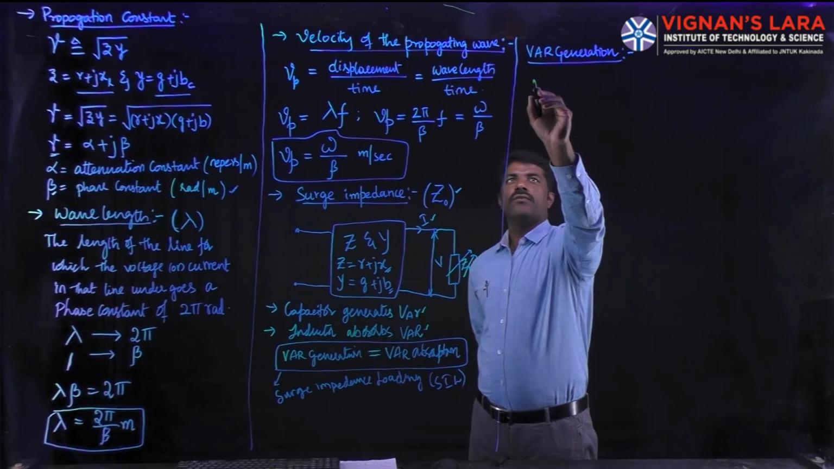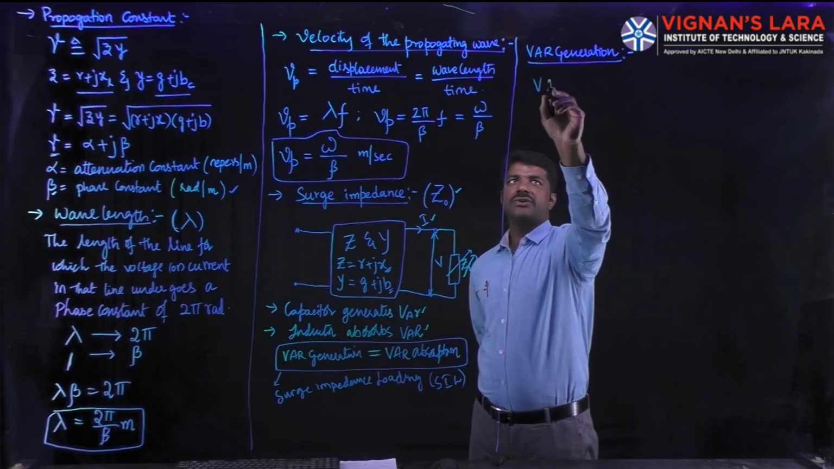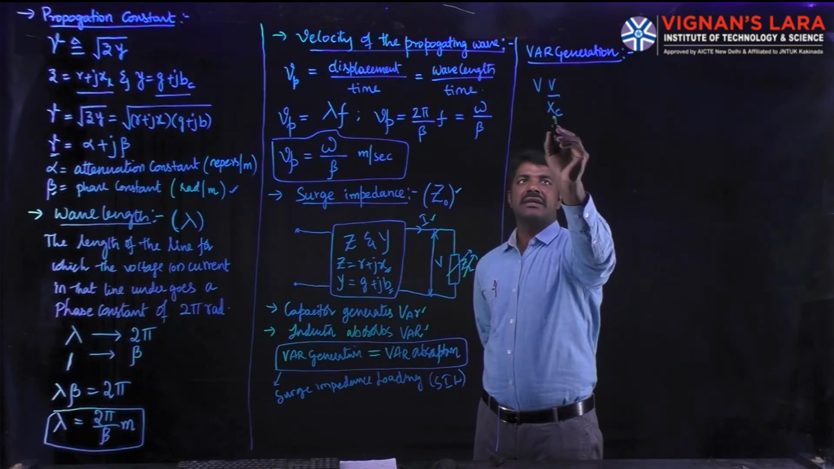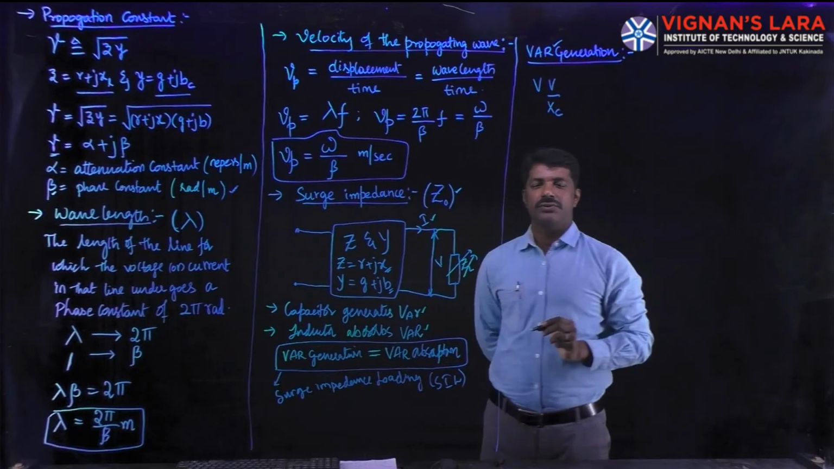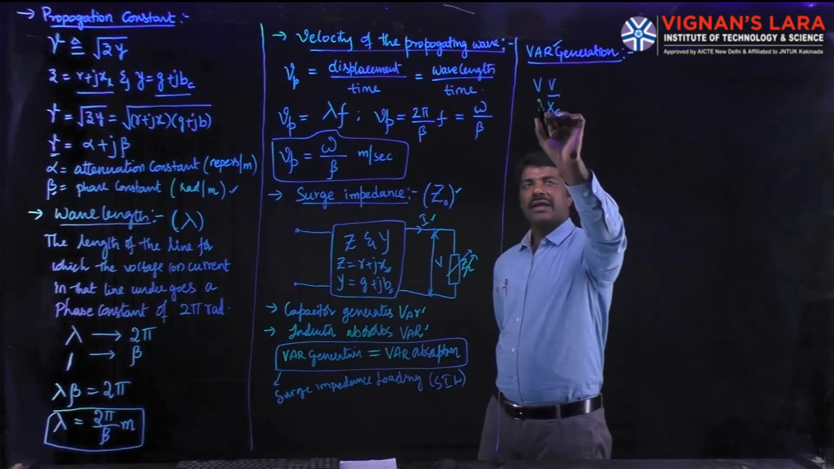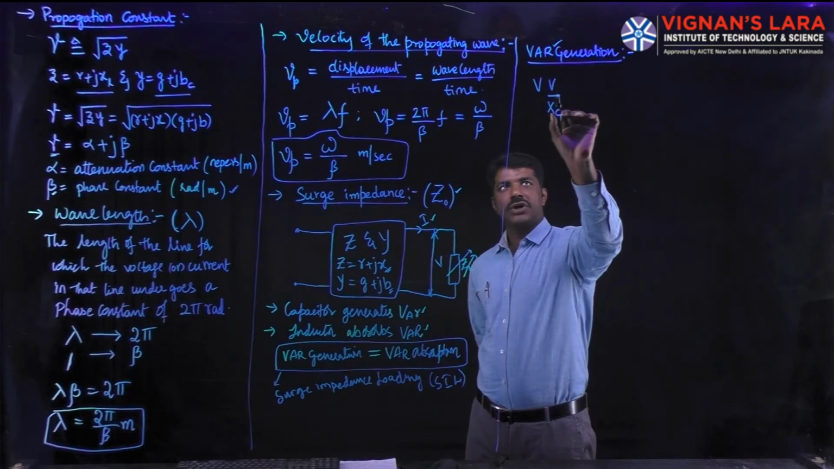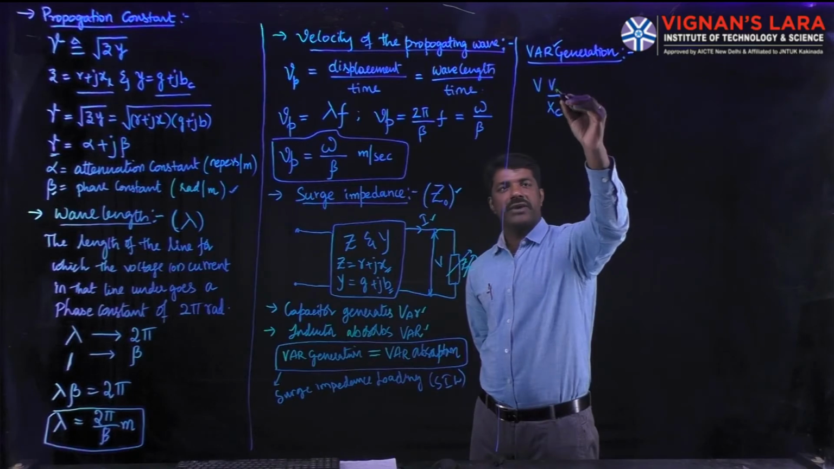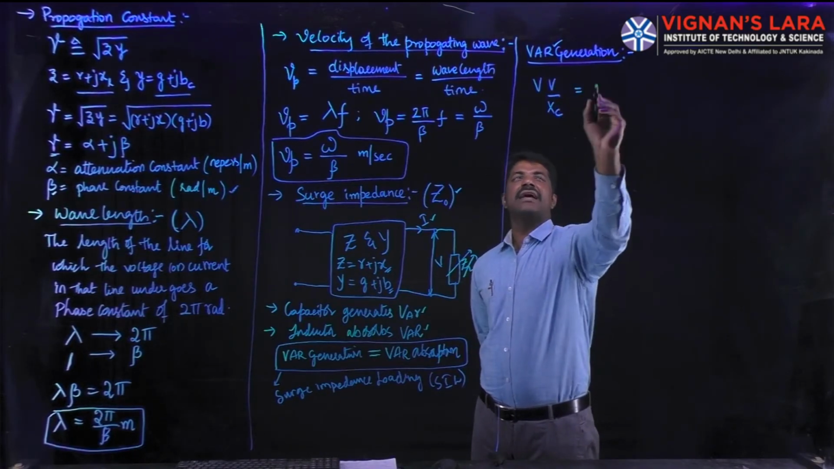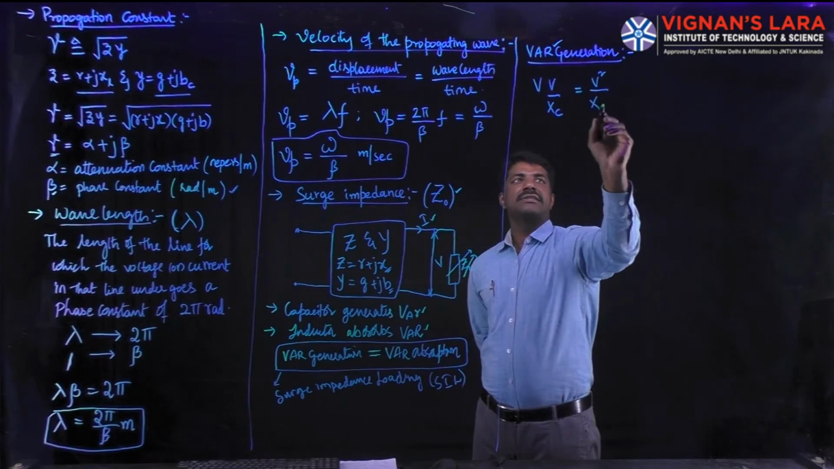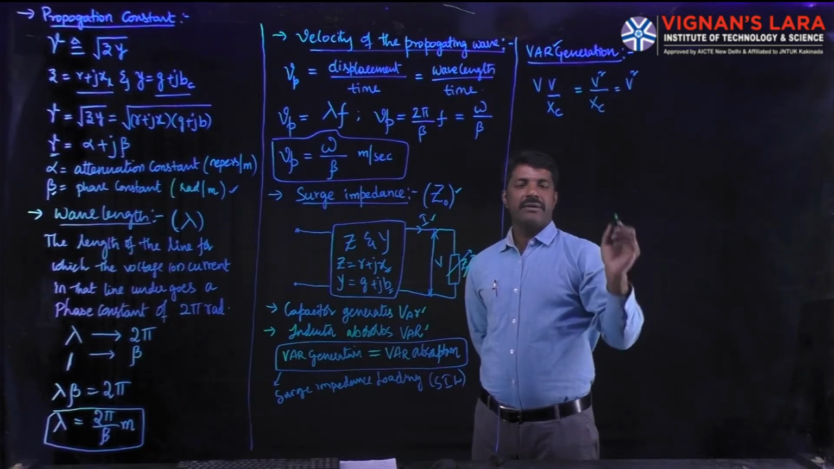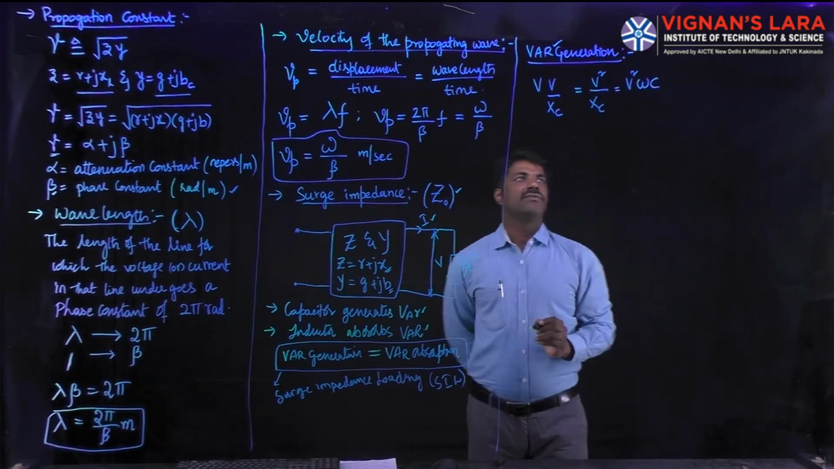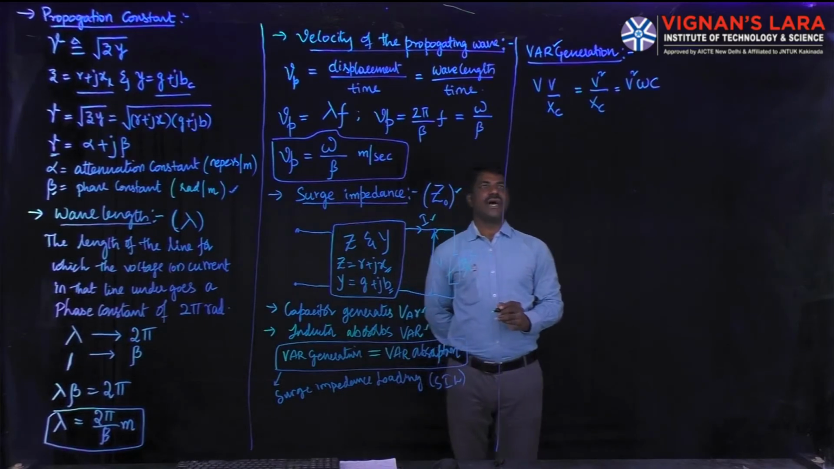so reactive power VAR generated is equal to V into I, where I is V by XC. As I told you, a capacitor generates the volt ampere reactive. Volt ampere reactive is nothing but voltage into current. So the voltage is V and the current is I equal to V by XC. Then I can write this as V square by XC, which is V square into 1 by XC, and 1 by XC is nothing but omega C. So VAR generation is V square omega C.